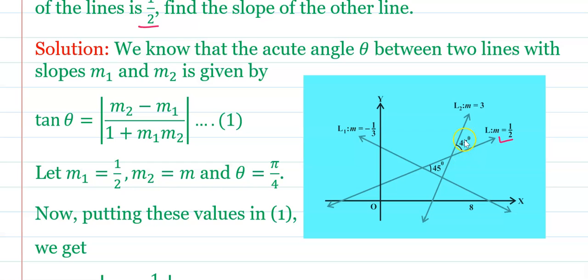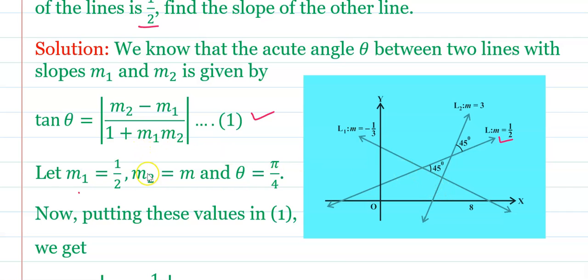Okay, and the angle between them is 45. Okay, now we'll find out the slope of this line. We know that the acute angle theta between the two lines m1 and m2 is given by this formula. Substitute the value. Here we take m1, that is 1 upon 2, and we want to find out the slope of the other line, which is L2.